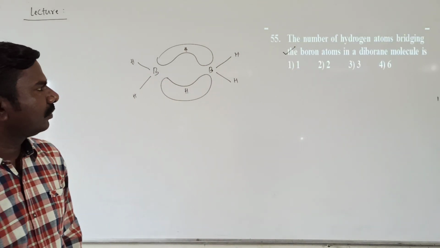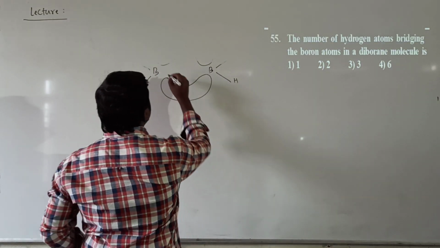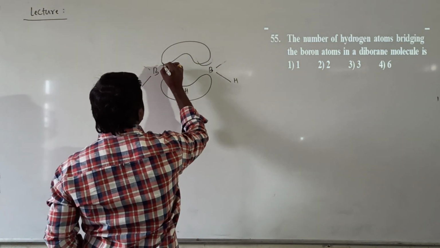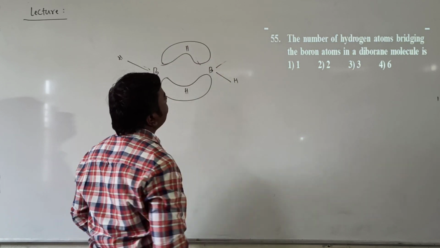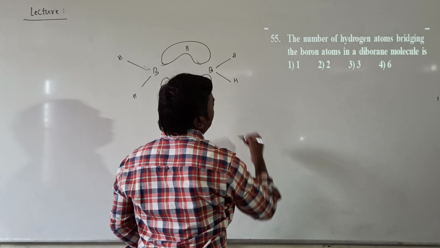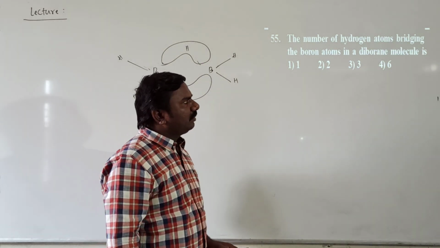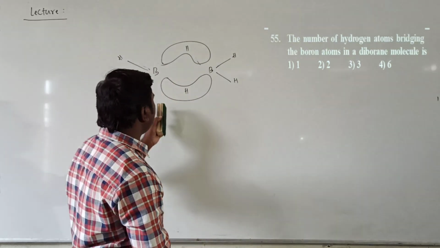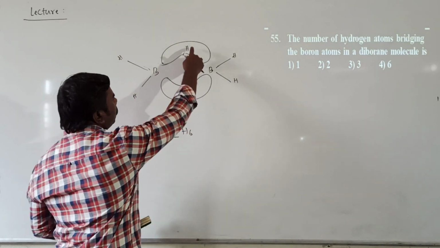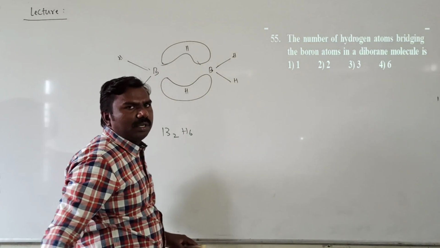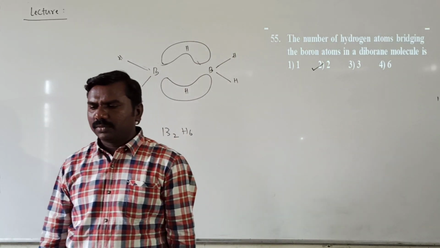Next. The number of hydrogen atoms bridging the boron atoms in diborane molecules. This is the diborane structure, formula is B2H6. These two are bridged hydrogens. Totally 2 bridged hydrogen atoms are there. Next.